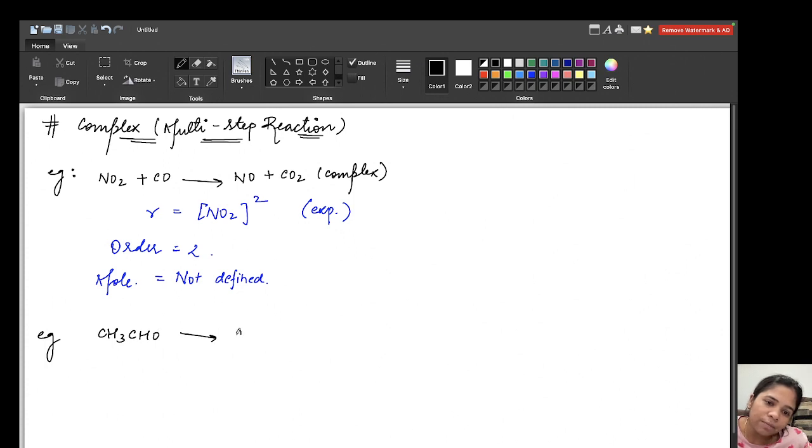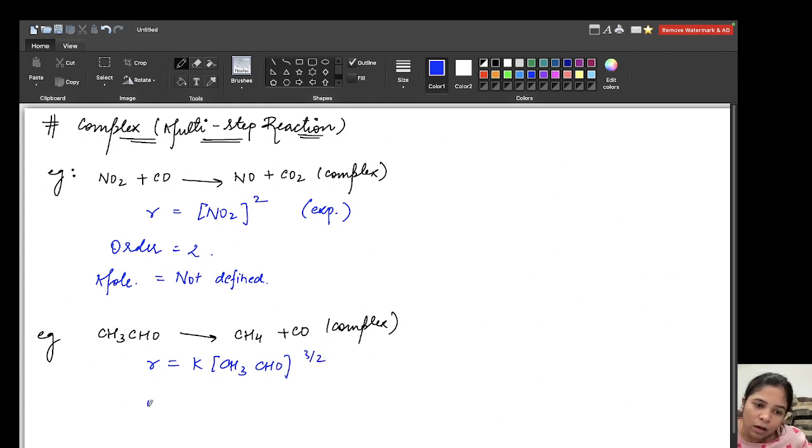Next example. CH3CHO is giving me CH4 plus CO, and they are mentioning that this is also a complex reaction. Here my rate equals k [CH3CHO] raised to 3 by 2, defined experimentally. Here my order will be equal to 3 by 2, and what will be the molecularity? Molecularity will be not defined, not 0, not defined. We'll write not defined.